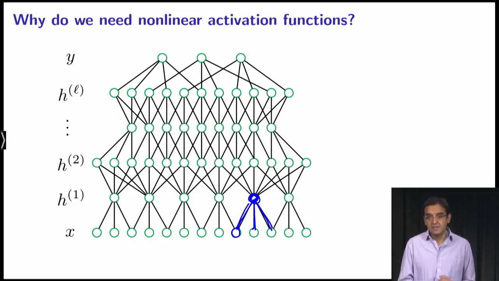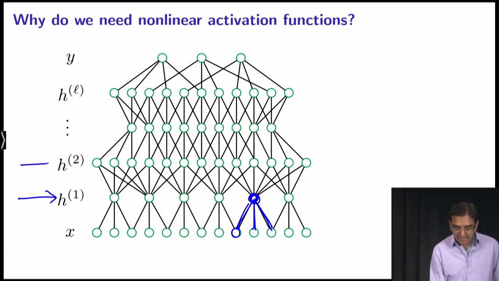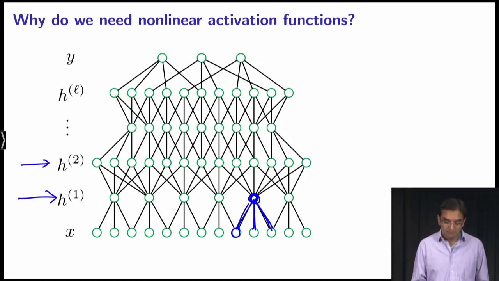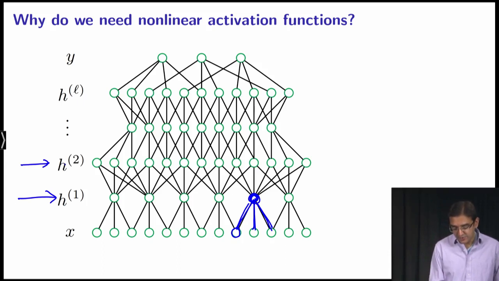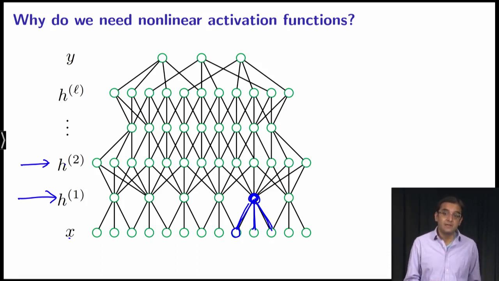Well, suppose we just had linear functions. In that case, the entire layer h1 would just be a linear function of x, and the entire layer h2 would just be a linear function of h1, and h3 would be a linear function of h2. Now, a linear function of a linear function is again a linear function. So in this case, h2 would be a linear function of x, and in fact, any node in the entire graph would just be given by a linear function of x. The entire computation of the network could be summarized by a linear function, and there would be no need for any hidden units at all. So in order to make use of a hierarchy like this with multiple hidden units, it's essential to have nonlinearities of some form in there.